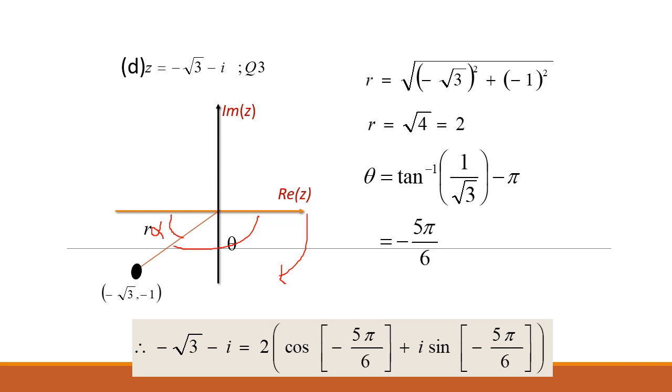So substitute all the values into the polar form formula. We get the answer: negative √3 minus i is equal to 2 multiplied with cos of negative 5 pi over 6 plus i sine of negative 5 pi over 6. Okay, we are done with the complex numbers. Yes. Thank you.